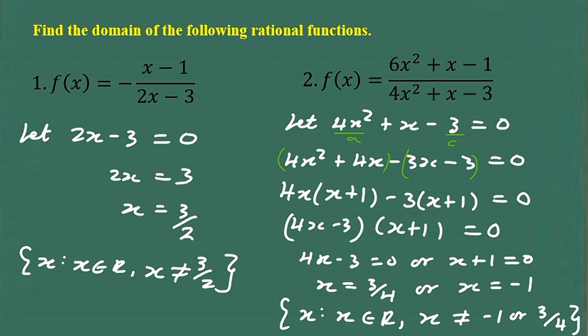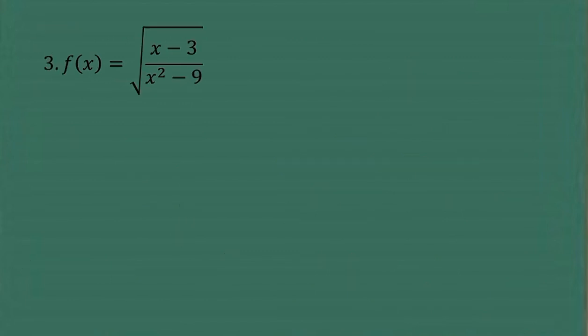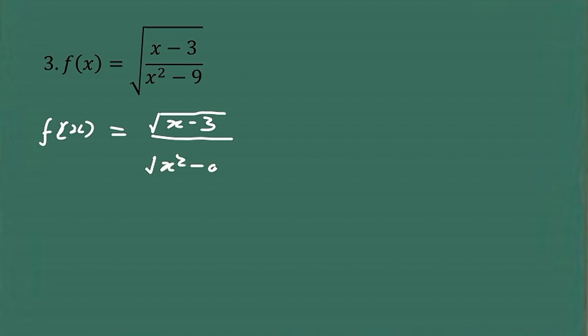Alright, now let's take a look at another example before we bring this section to an end. So we have here f of x equals the square root of x minus 3 all over x squared minus 9. Now the function f of x can also be written as the square root of x minus 3 all divided by the square root of x squared minus 9.